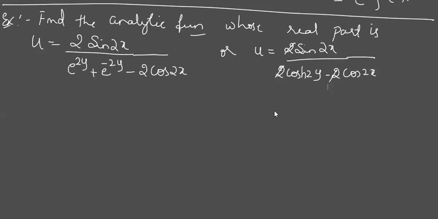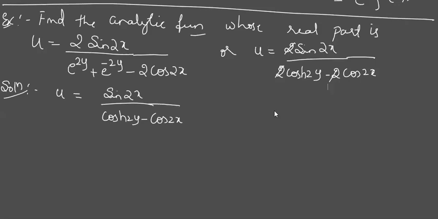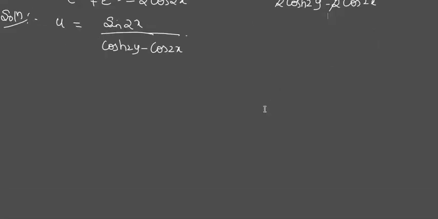So I will start with this u. This is u equal to sine 2x upon cos hyperbolic 2y minus cos 2x. What is to be done with u? Differentiate with respect to x and y. What do we have to apply? The u by v rule. Okay, so keep the denominator as it is.